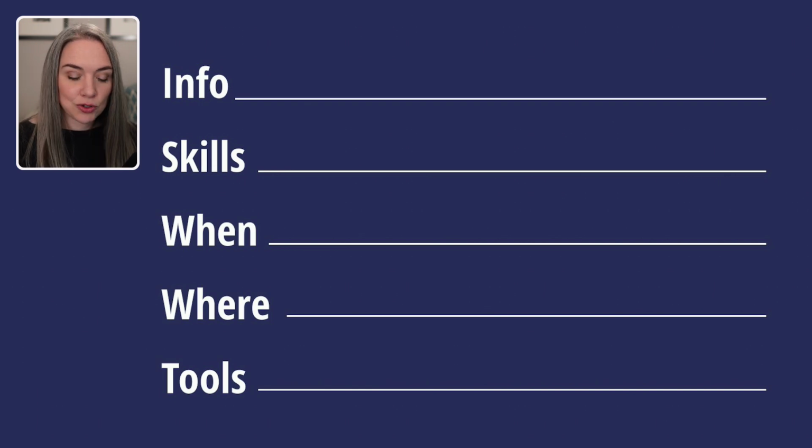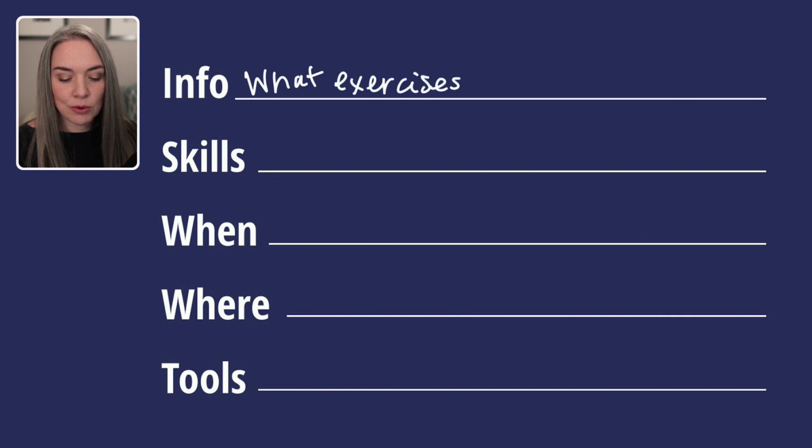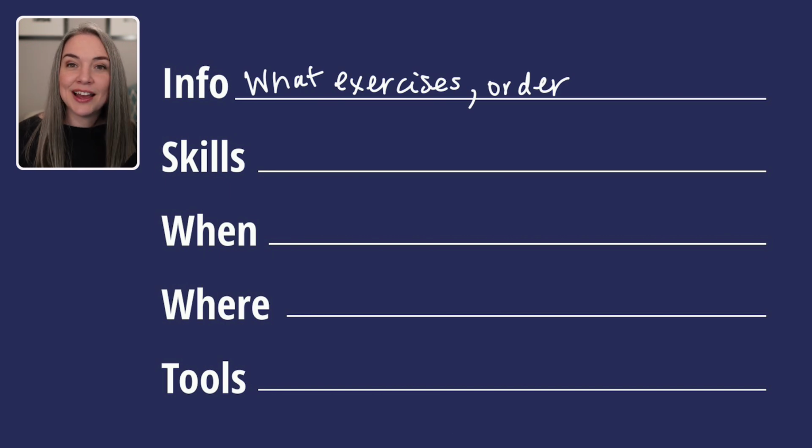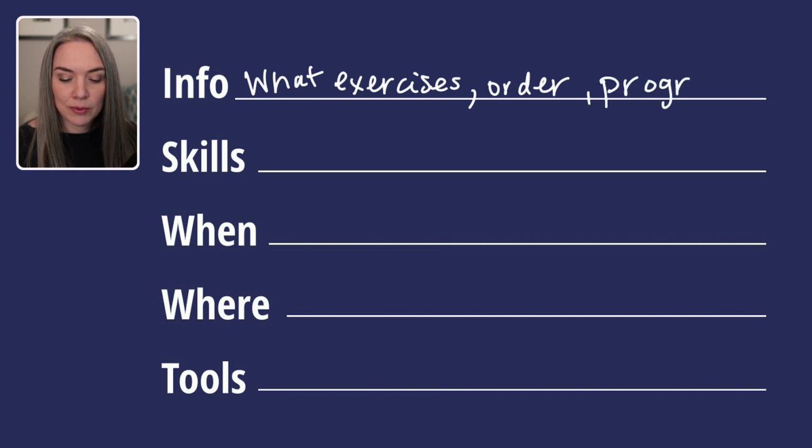If you are doing a strength routine, you need to know what exercises you're actually doing. And you also need to know what order. So this might be things like how many sets, how many reps. Maybe you have an actual program that you are following. Maybe you decide to take a class, but you need to at least start somewhere. And so what information do you need in order to start following the strength program?